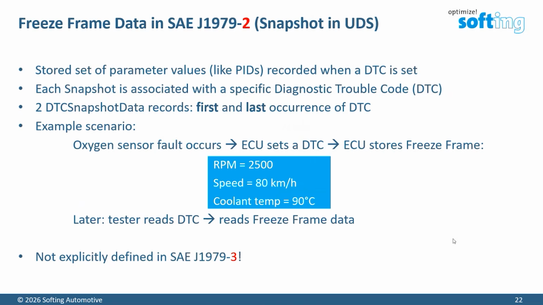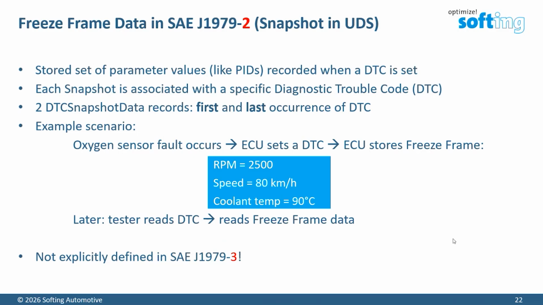What about freeze frame data in SAEJ 1979-2? We already know that it is not supported in -3. And in UDS, we also call it snapshot data. Instead of freeze frame, we sometimes say snapshot data. And it is a stored set of parameter values like PIDs recorded when the DTC is set. So it's data from the past.